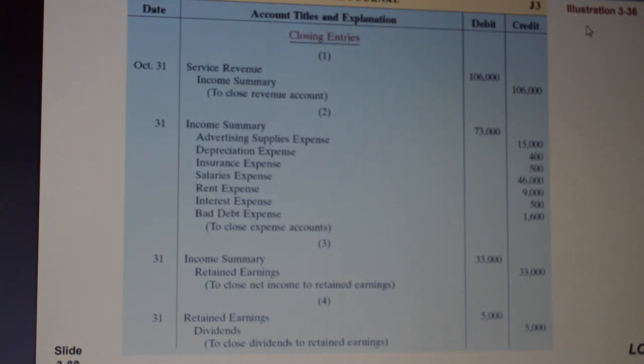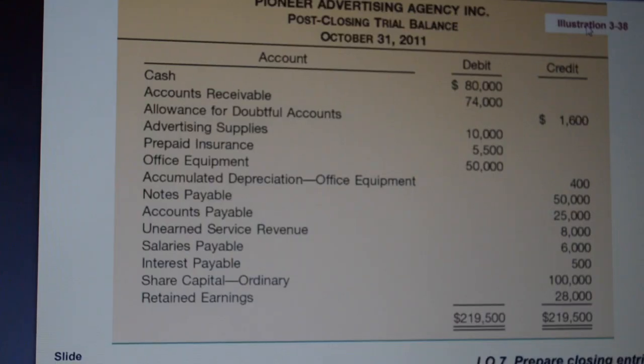After that, the income summary is closed to retained earnings. We find the difference between the debit and the credit side of the income summary, and we close out the income summary and take the balance to the retained earnings. And then the retained earnings are reduced by the dividends, and the dividend account is credited to close the dividends to the retained earnings. After that, the post-closing trial balance is created. And this is what is used to prepare the financial statements.